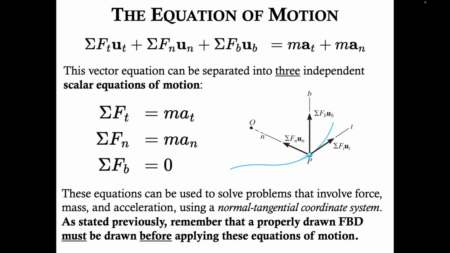This vector equation can be separated into three independent scalar equations of motion, where we have summation F sub t, the net force in the tangential direction, equals m a sub t. We have summation F sub n, the net force in the normal direction, equals m a sub n, and summation F sub b, the net force in the binormal direction, equals 0. These equations can be used to solve problems that involve force, mass, and acceleration using a normal tangential coordinate system. As stated previously, please remember that a properly drawn free body diagram must be drawn before applying these equations of motion.